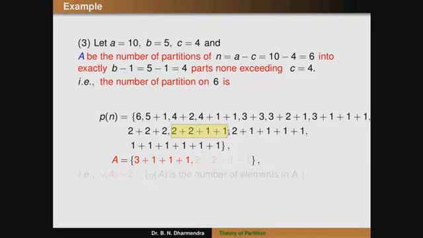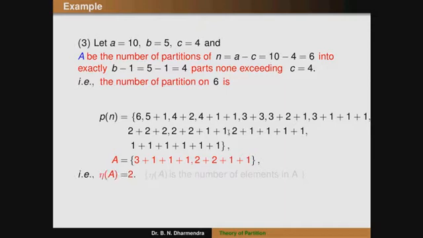So except the first two parts, that is 3 plus 1 plus 1 plus 1 and 2 plus 2 plus 1 plus 1, the remaining are not. So what is the cardinality of A? The cardinality of A is only 2. You can observe here.